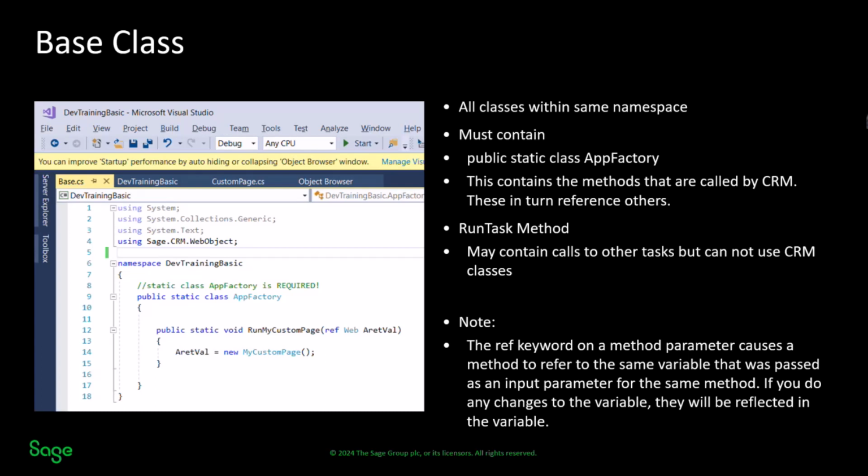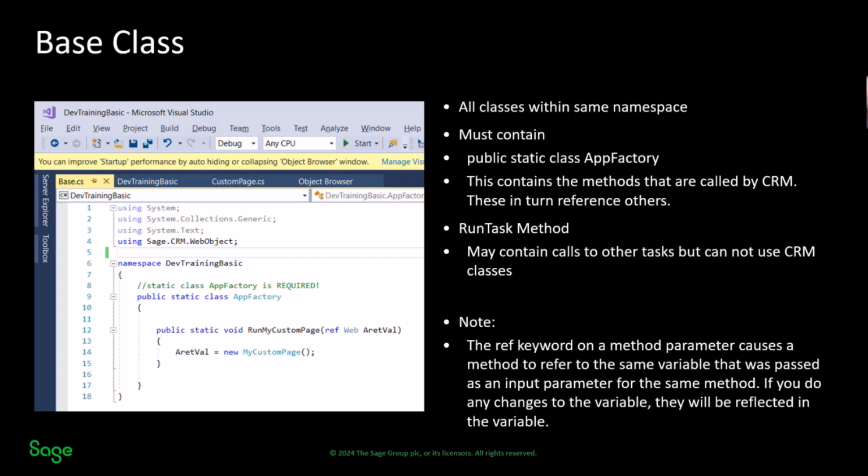In order to get ready to have a method that can be invoked from the CRM interface, we have to have a public static class called AppFactory. That's going to then call the other methods, which in turn can reference other methods. So here I've got my app factory class, which is invoking run my custom page, which in turn has got the my custom page class. So the my custom page class is the thing that is doing the hello world.